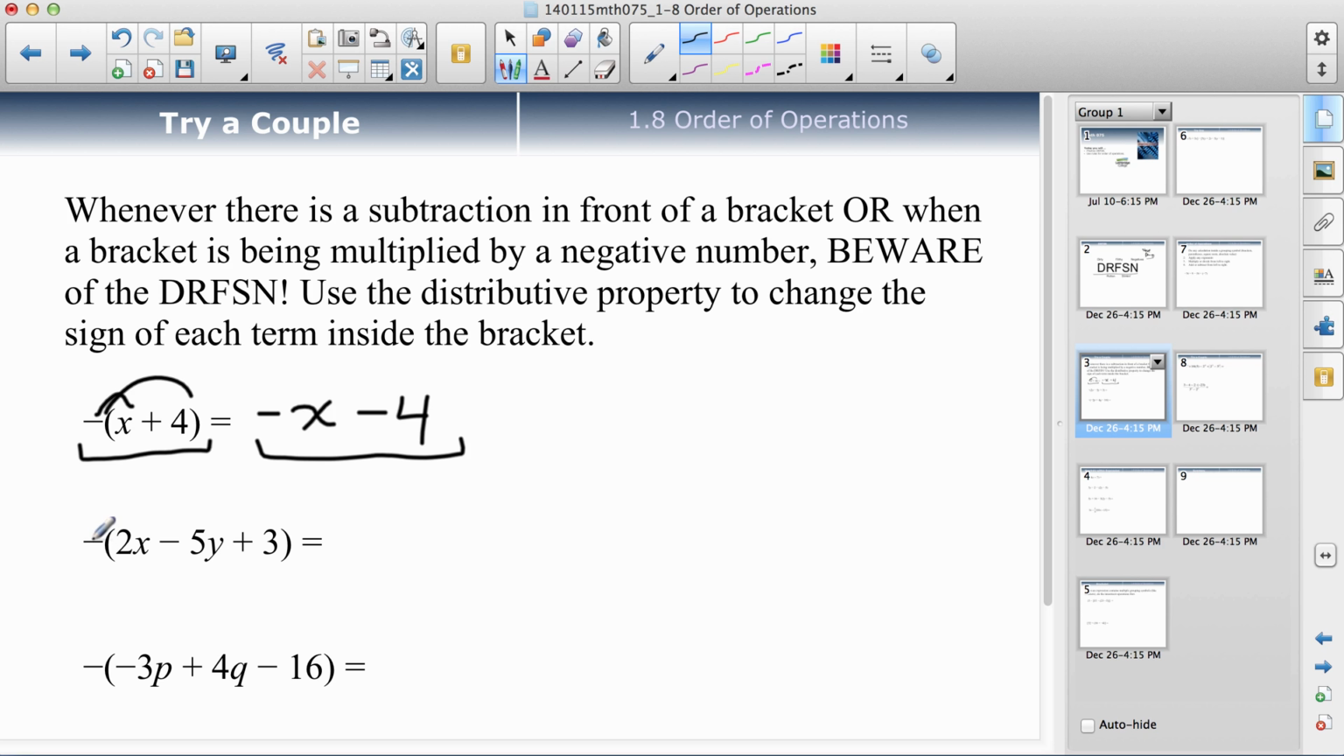Similarly in here, some people just apply the minus to the first one, and that's incorrect. You've got to apply it to every term that's inside. So this would be a minus 2x. The minus and the minus would cancel, so it'd be a positive 5y. And minus times a positive is a negative 3. You can think of it if you want as a negative 1 that you multiply by each thing inside there. That works too.